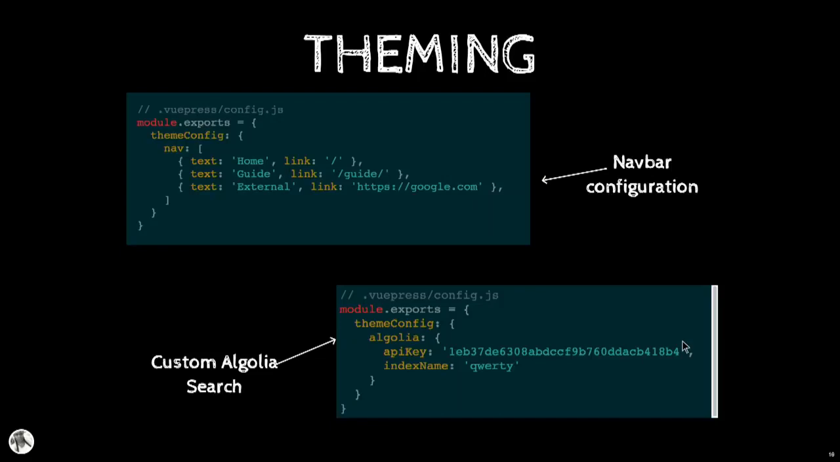Another default theme configuration you could use is a custom Algolia search. Do we know what Algolia is? Okay. So you can integrate that into your VuePress. There are so many you could integrate, but I can only talk about these two here. So please check out the VuePress website.